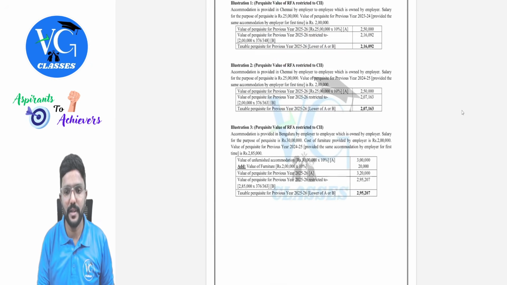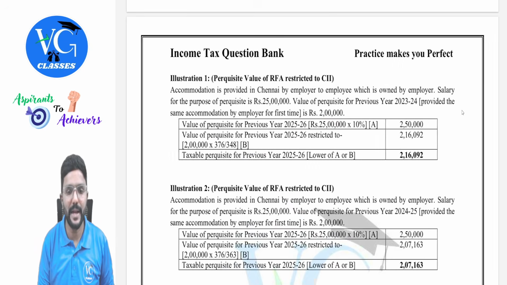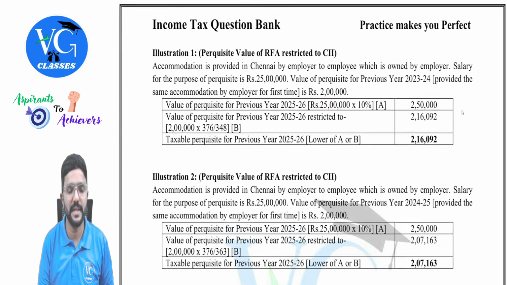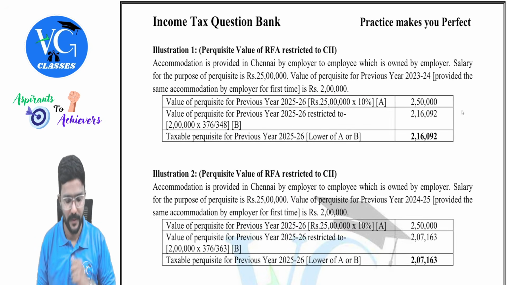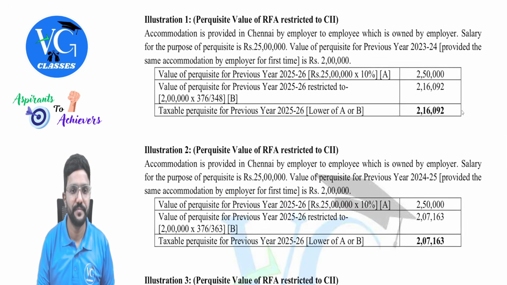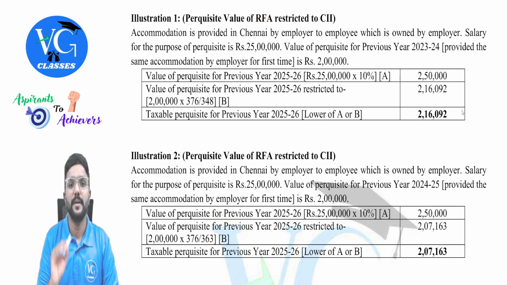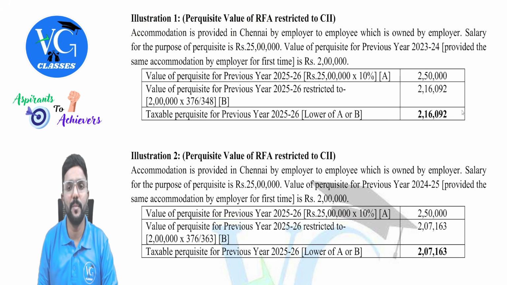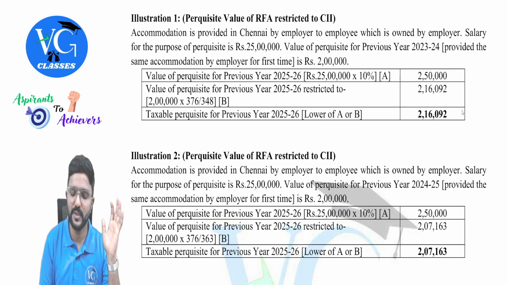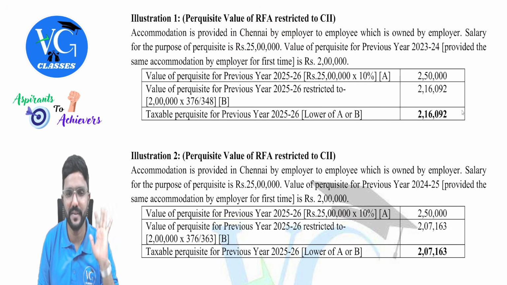Okay, come to page number 79 of my question bank. There I have given 3 illustrations on this, guys. One by one we will see. Yeah, first one. Accommodation is provided in Chennai, population more than 40 lakh, by the employer to the employee, which is owned by the employer. Okay, so we need to take 10%. Salary for this purpose is 25 lakh. I have given it directly.